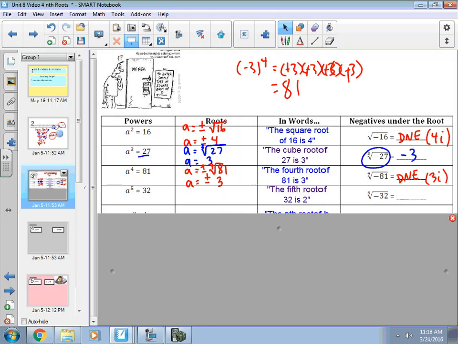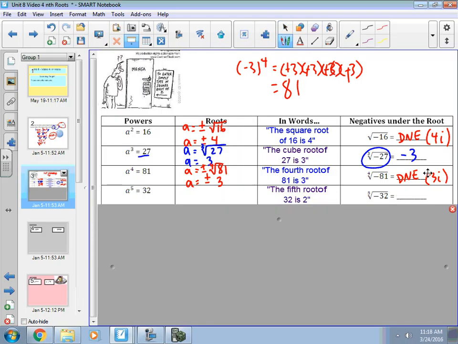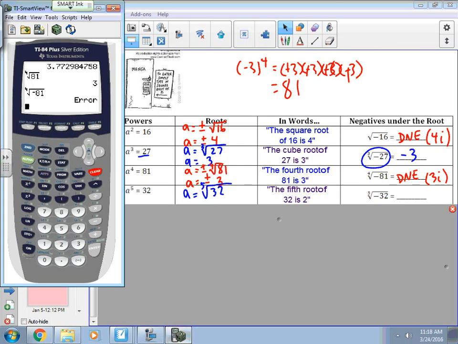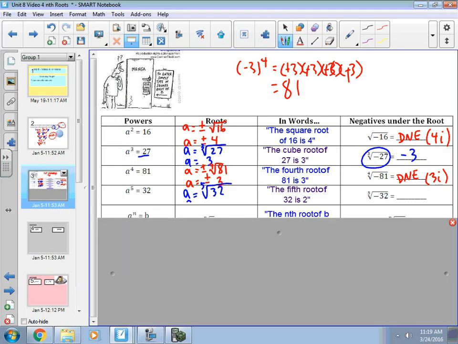Let's look at the fifth root here. What's the fifth root of 32? We would do that by doing a to the fifth equals 32. We'd solve that by doing the fifth root of 32. If you put that in your calculator, you can solve it. Fifth root of 32, we get 2. 2 to the fifth power equals that. So here the answer would be 2.